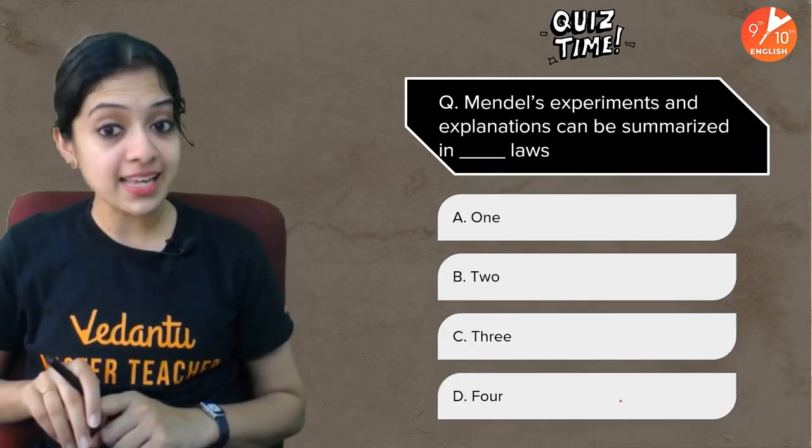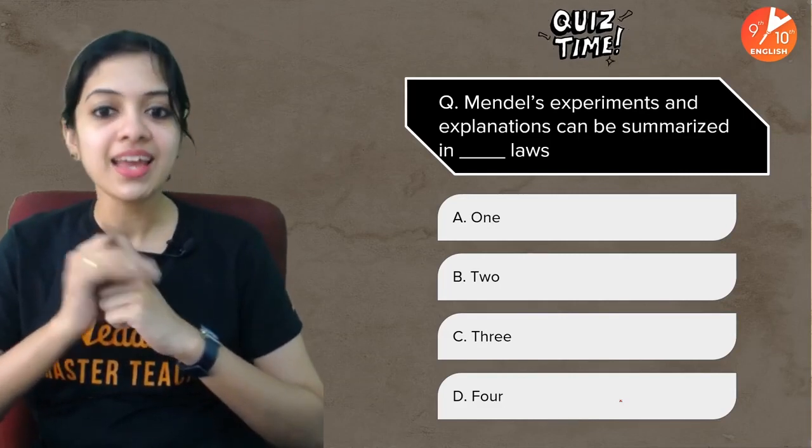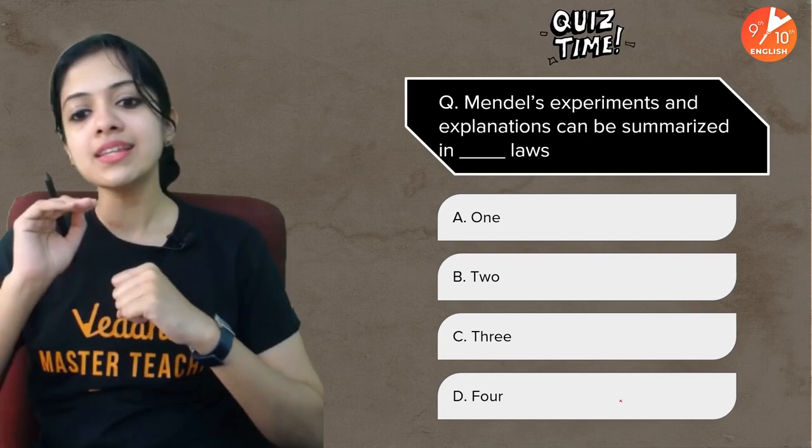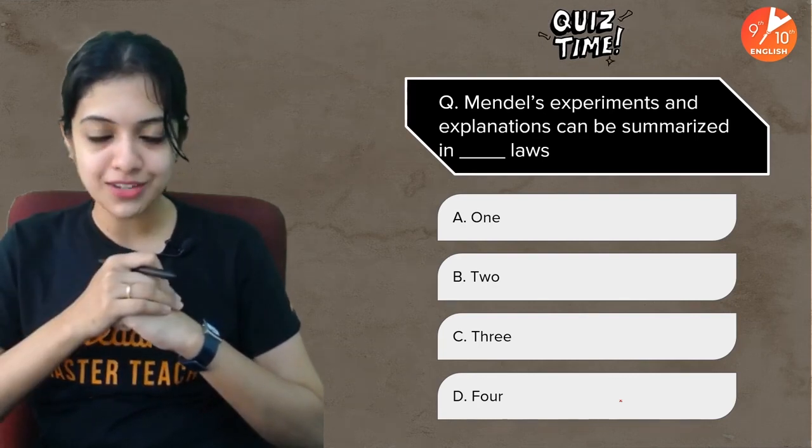Now we go on to the next question. Mendel's experiments and explanations can be summarized in dash laws. 1, 2, 3 or 4. How many? Remember I mentioned this to you at the start of today's session.